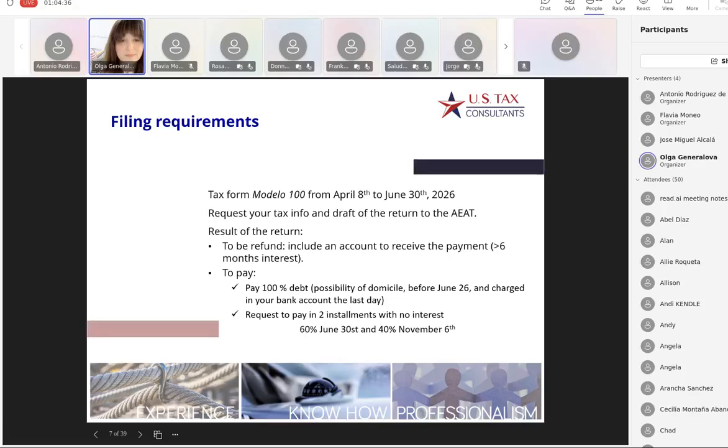Tanya? In the next slide, you can see the filing dates for the 2025 tax return and the corresponding payment deadlines. So the filing time is from the beginning of April. This year it's the 8th of April till June 30th.